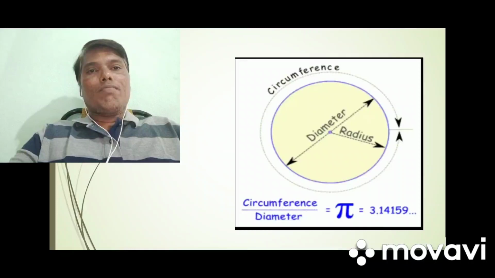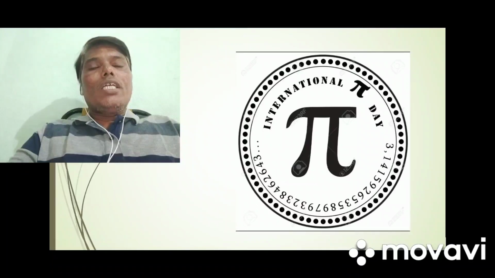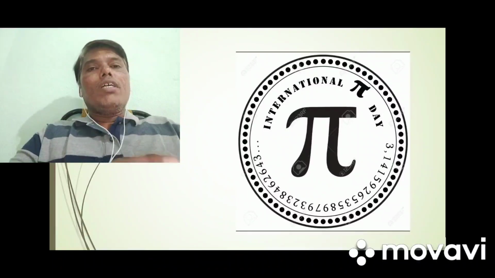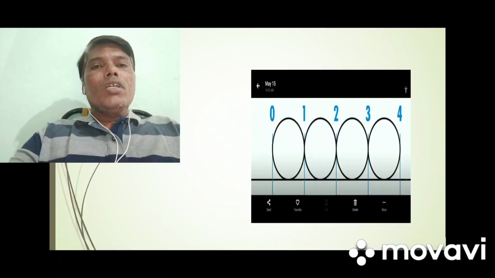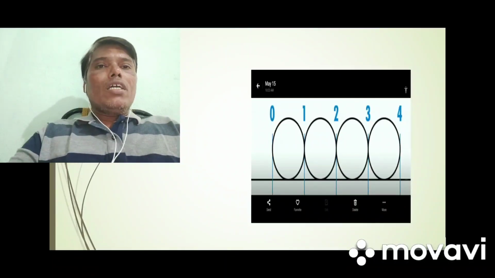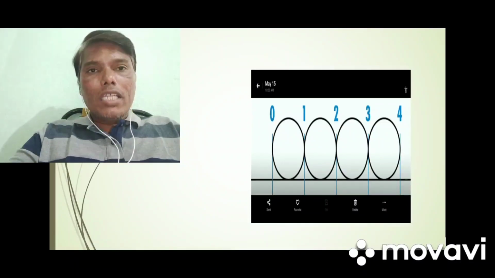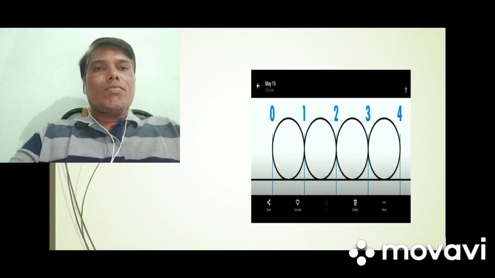From this discussion, it is clear that the circumference of a circle is more than 3 times the diameter. You can see on the screen the pi value is 3.14159 and so on. It is a non-terminating, non-repeating decimal. Let us watch a video to understand it more clearly. On the screen, a circle is inserted between two vertical lines representing 0 and 1, 1 and 2, 2 and 3, and 3 and 4. Here the length of the diameter is taken as 1 unit.